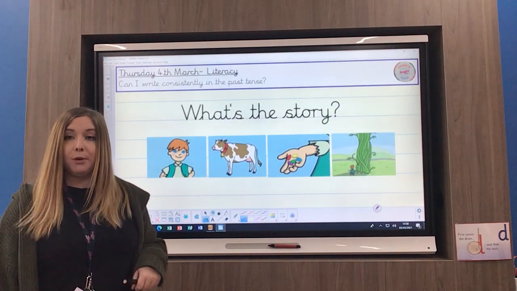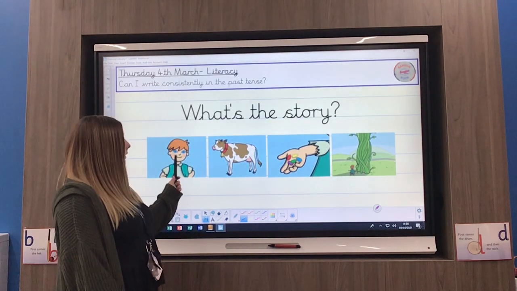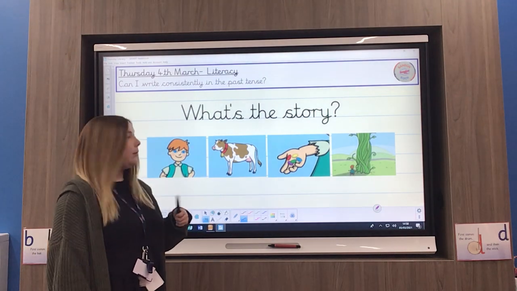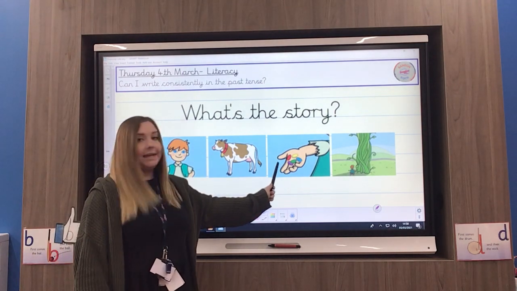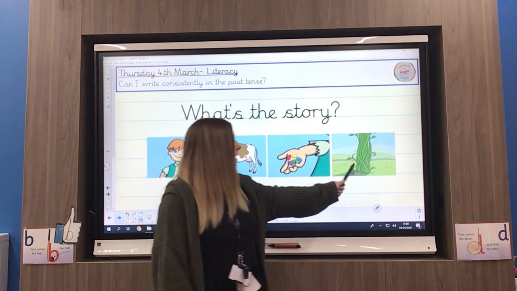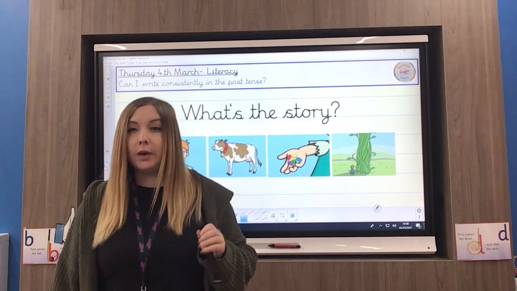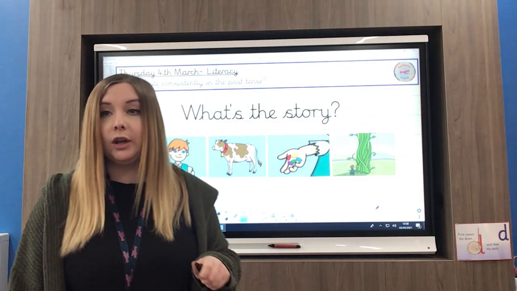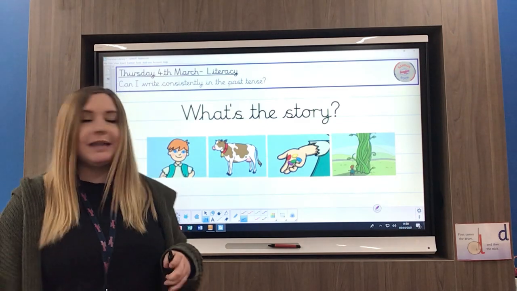Now we've been looking at a book this week. Can you remember what that book was? We've got a picture of a boy, a picture of a cow, some beans and a beanstalk. Can you remember what our story was Year 4? It was Jack and the Beanstalk.